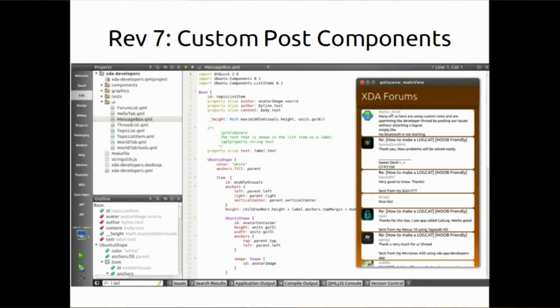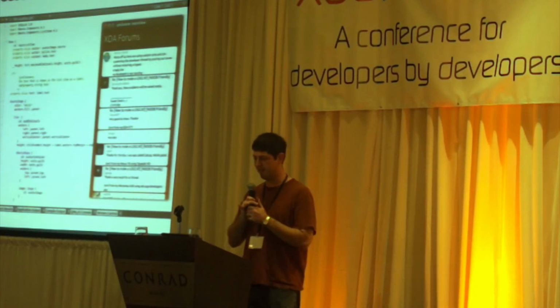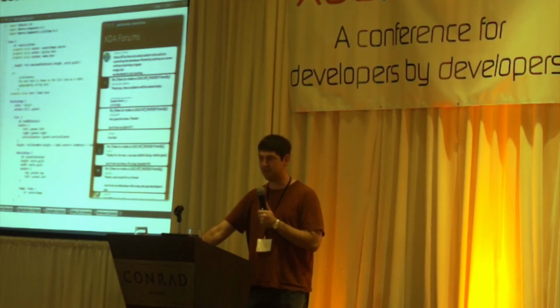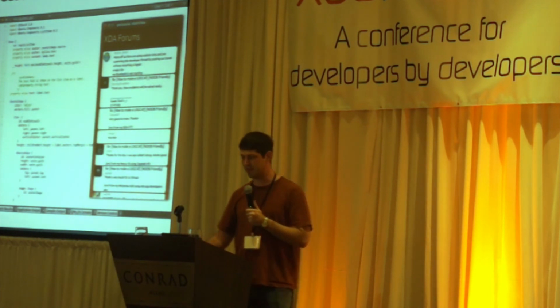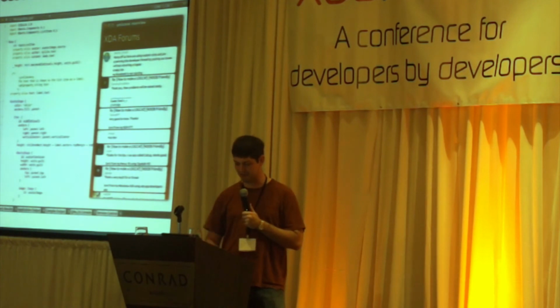And so that was all I needed to build a message box on there, which you can see there. So that was 7 revisions. I went from creating a new project to having the ability to browse all of the XDA forums using nothing but QML and just a little bit of JavaScript.